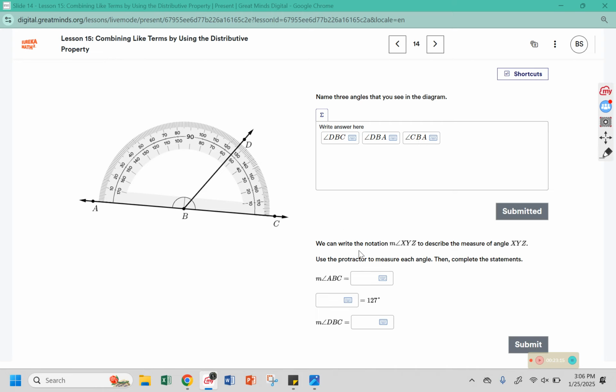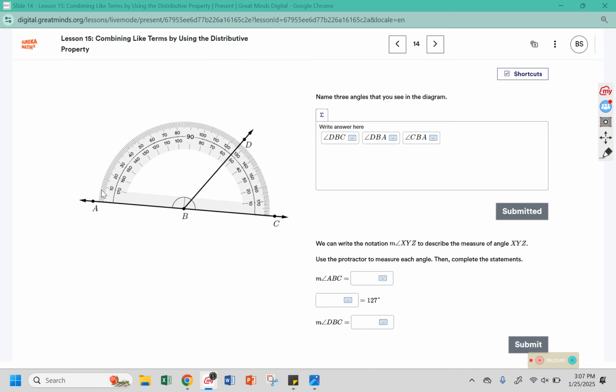It says, we can write the notation M with that angle symbol, which means the measure of angle XYZ, to describe the measure of angle XYZ. Use the protractor to measure each angle, then complete the statements. So the measure of angle ABC goes from A to B to C. So this whole angle here.